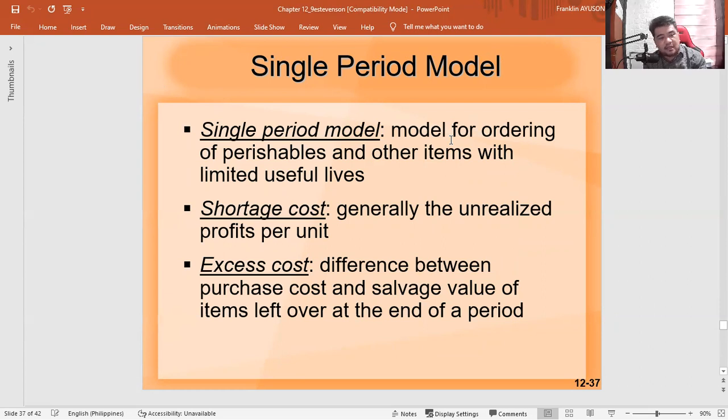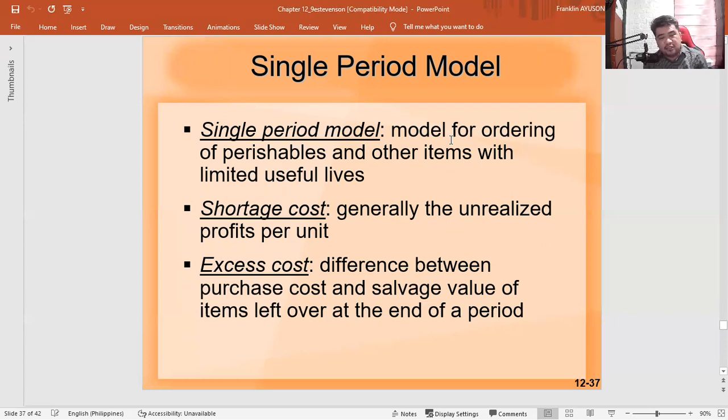These are unrealized profit per unit because we do not want to maintain large inventory since we are dealing with perishable products. So kung wala ka na talaga, kahit may marami pang bumibili, kung wala ka nang stocks, that will do for you, because again, of the limitation with regards to perishable items. Now, there are also excess costs, so difference between purchase cost and salvage value of the limited leftover at the end of the period. So yan yung tinatawag na excess cost kung mapapakinabangan pa natin or masasalvage pa natin yung produkto.